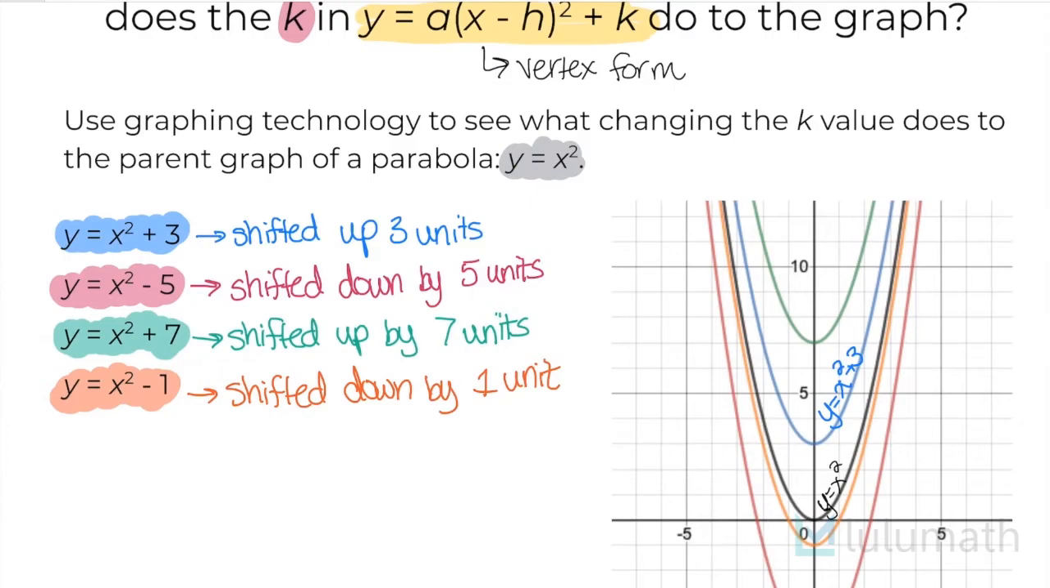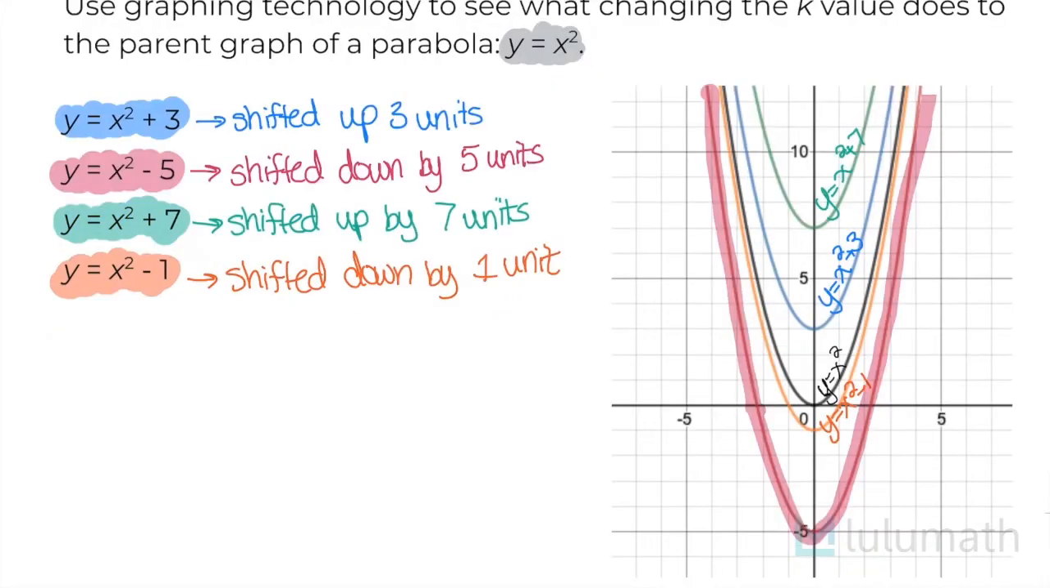For our green graph, we can see that it was shifted up by 1, 2, 3, 4, 5, 6, 7 units. So we can say this is y equals x squared plus 7. For this orange graph, we can say that it was shifted down by 1 unit. So we can say this is y equals x squared minus 1. And then lastly, for our red graph, we can see that this was shifted down by 1, 2, 3, 4, 5 units. So we can say this graph is y equals x squared minus 5.